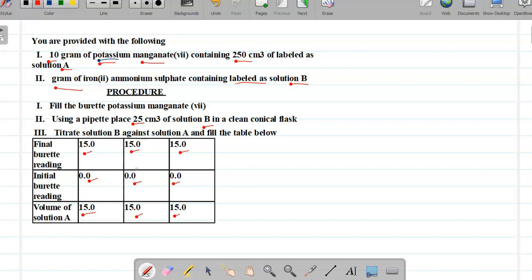This concept is one that they bring especially during a national exam. They will give you one of the solutions, its mass and its volume, and the other solution, they will give you nothing. So how are you going to solve such kind of problem? Let us see the questions.